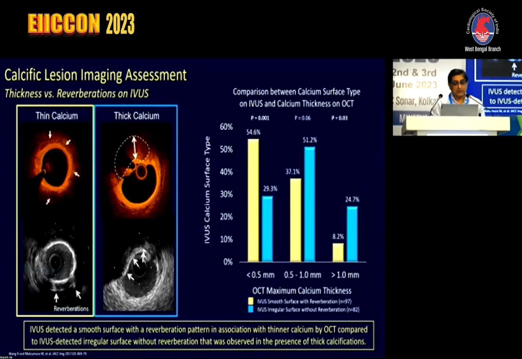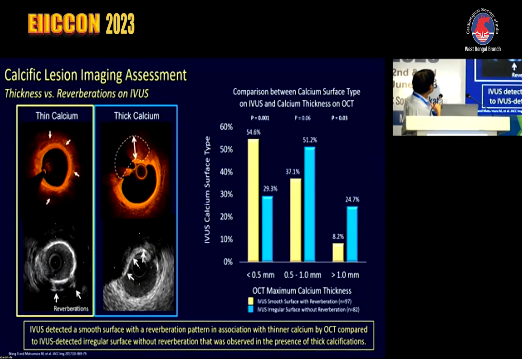So again, this is a picture, and I think it is very instructive here. If you look at thick calcium, you can't really see anything. These are corresponding images, IVUS and OCT. On the other hand, if you have thin calcium, you can see these reverberations. So you can look at this and think, oh my God, will my stent expand or not?